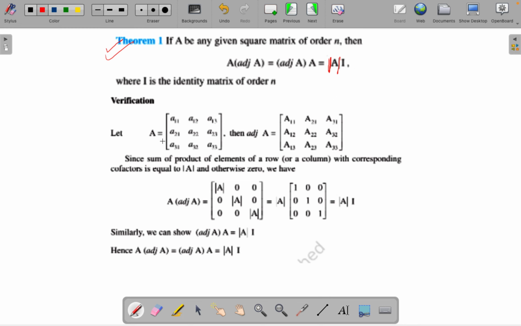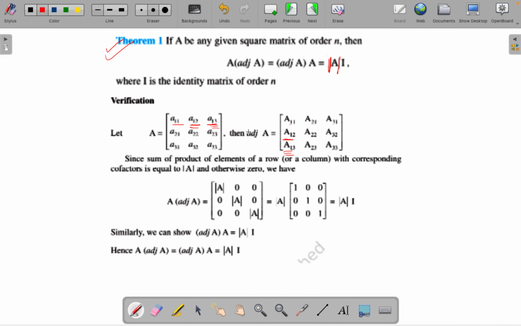Let's do the verification. Check, capital A is this, and the adjoint of A is its cofactors with a transpose. When I wrote the cofactors, I wrote the cofactor of this element here, but the cofactor of A12 is written here, that is, I have already done the transpose. The cofactor of A13 I have written here, right. So this is how I found the adjoint.